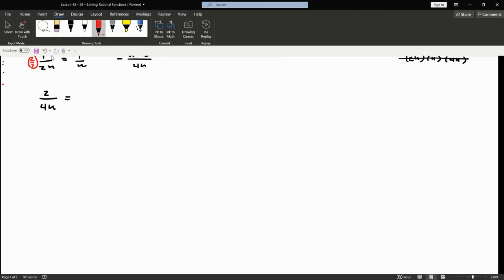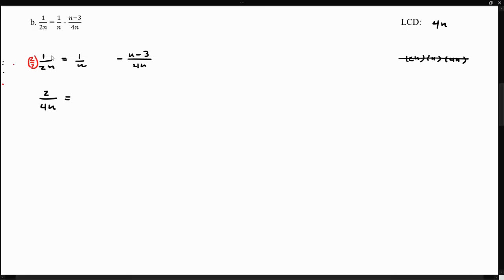I have an expression of 1 over n. So what is the denominator missing to be 4n? It's missing a 4. Therefore, I'm going to multiply 4 top and bottom. By doing that, my new expression is 4 over 4n.